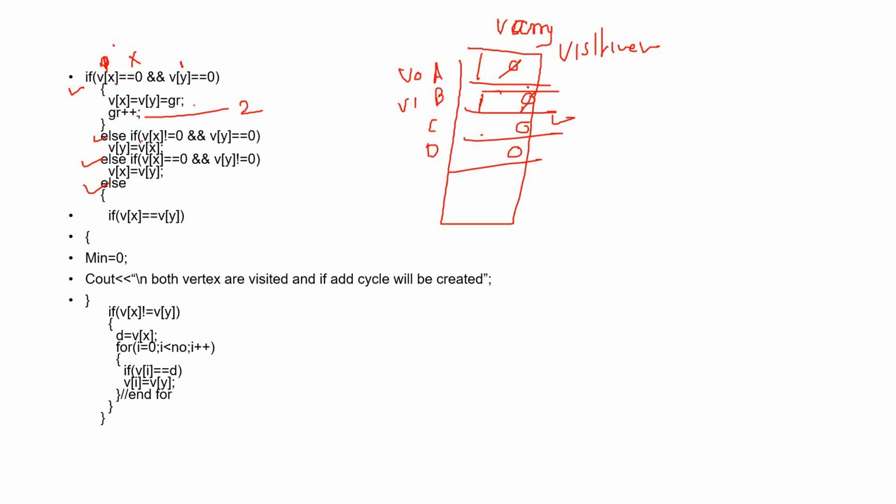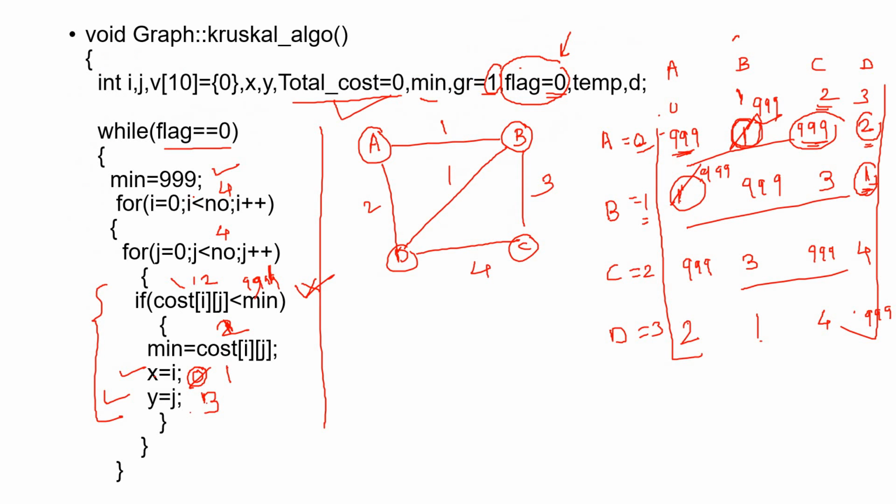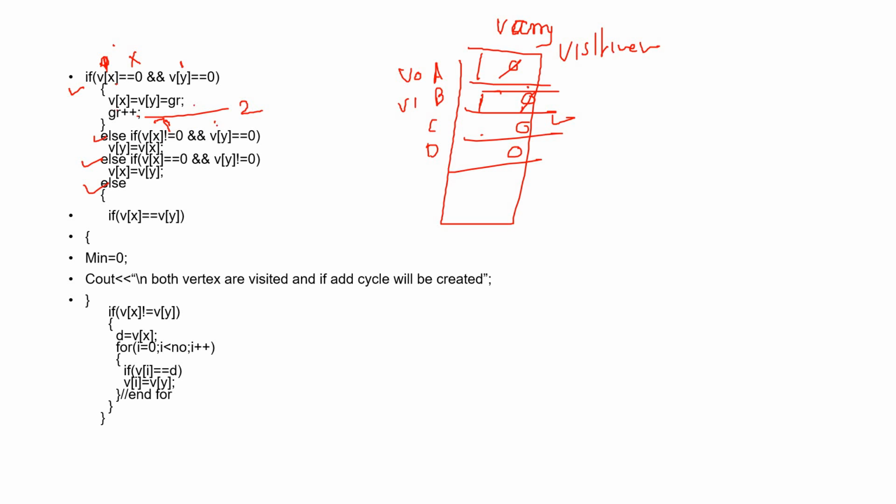Now it will jump to the next condition. Whether v of 1 is not equal to 0, true. This is true. And v of 3, y value is 3. Here you can see y value is 3. So that's why v of 1 is not equal to 0, but v of 3 is equal to 0. Yes, v of 3 is equal to 0 because we have not visited it. This is v of 2, this is v of 3. It is equal to 0. That's why what it will do is v of 3 is equal to v of 1. V of 3 is 0, and v of 1 is 1, so v of 3 will become 1, which indicates that v of 3 is also visited.